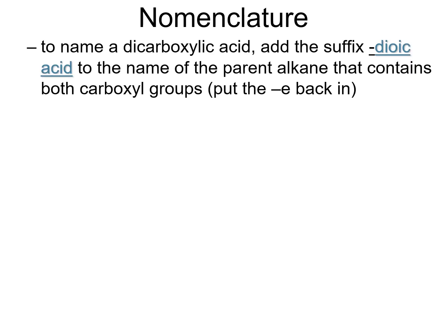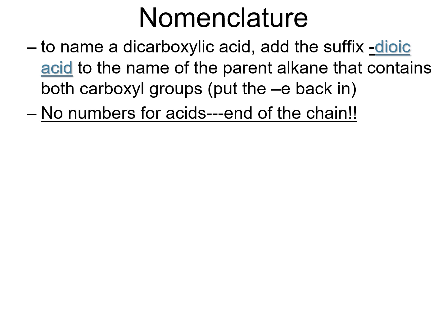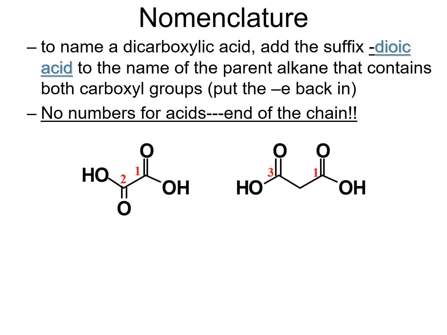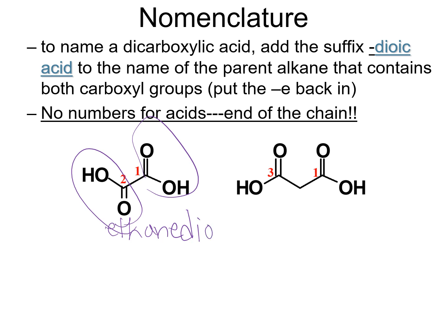Okay, let's keep going. What if there are 2 carboxylic acids in the same molecule? We're going to call it a dioic acid, and we have to put the E back in. No numbers because it's carbon 1 and whatever the last carbon is, carbon 7 if it's a heptane. Look, it's a 2-carbon carboxylic acid and another carboxylic acid. So we have 2 carbons. We would say ethane, and then di for 2, dioic acid, 2 words. Ethane dioic acid.